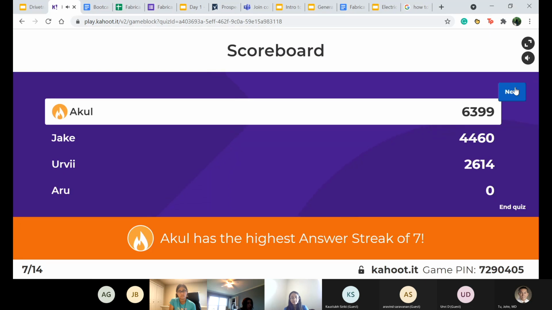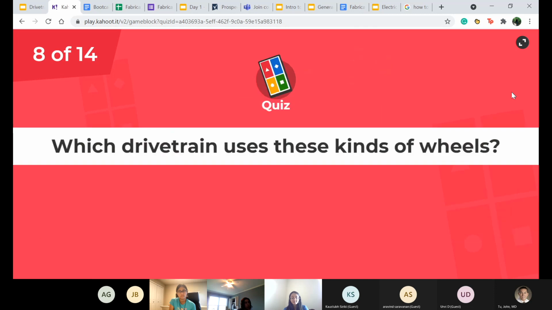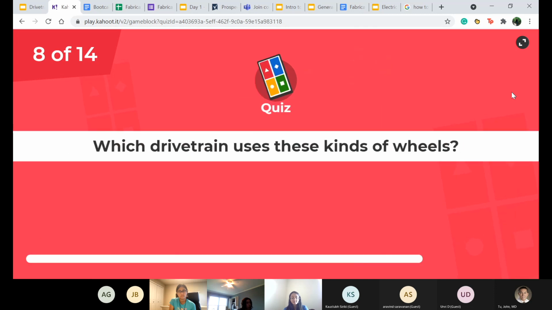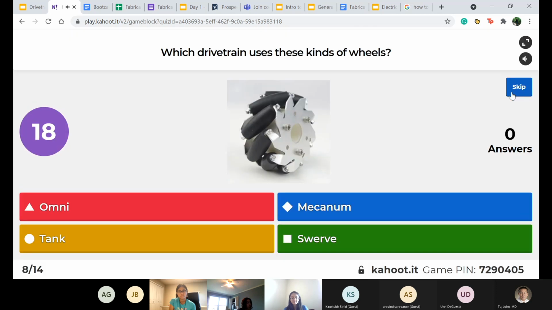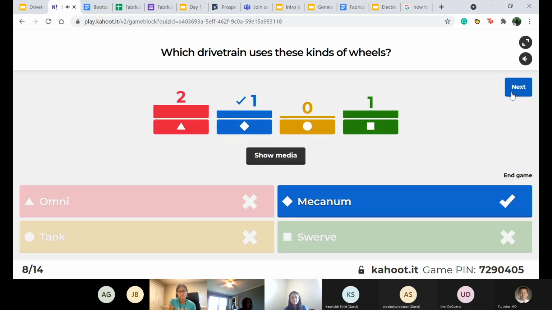Yeah, so it does use Omni wheels, but the wheels were in the shape of an H, which is why it's called an H drive. These are called Mecanum wheels, and they're used by the Mecanum drivetrain. Omni wheels are a different thing.